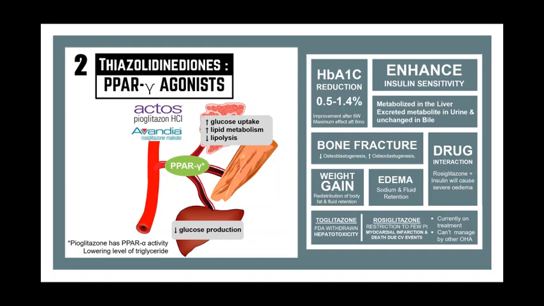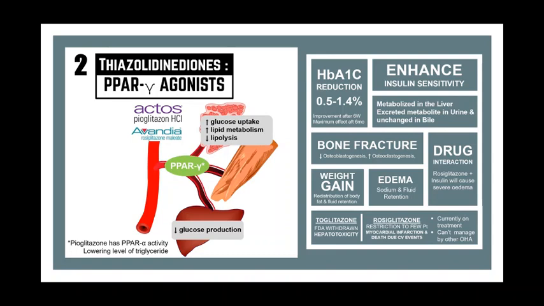Thiazolidinediones do not promote insulin secretion from beta cells, but insulin is necessary for them to be effective. Upon activation of PPAR gamma, the ligand complex binds to a specific region of DNA, thereby regulating the transcription of many genes involved in glucose and fatty acid metabolism, insulin signal transduction, and adipocyte differentiation.